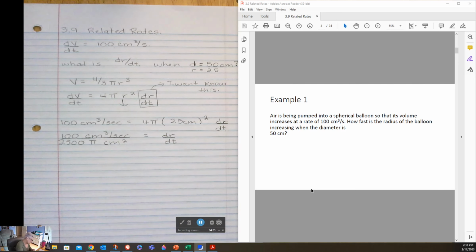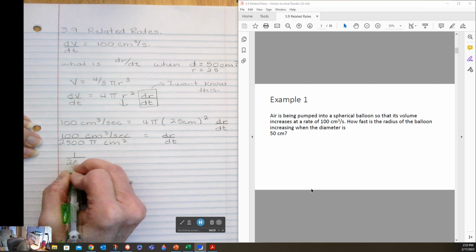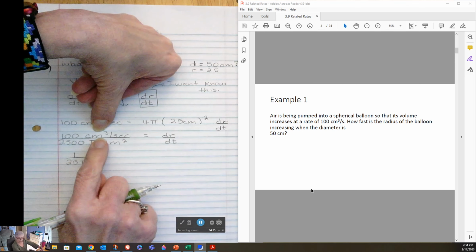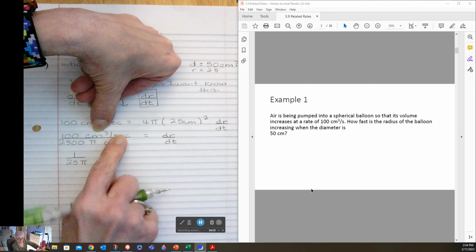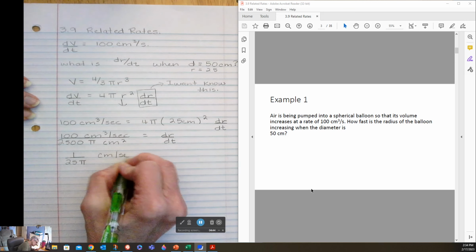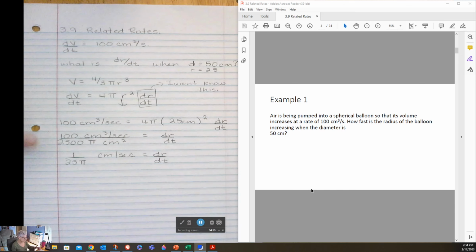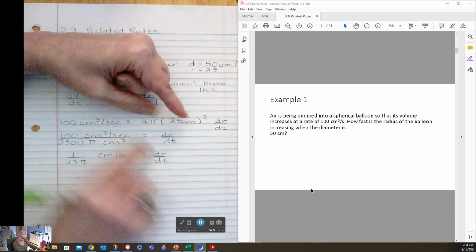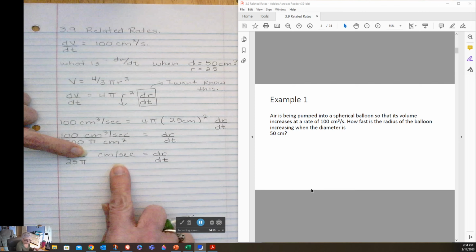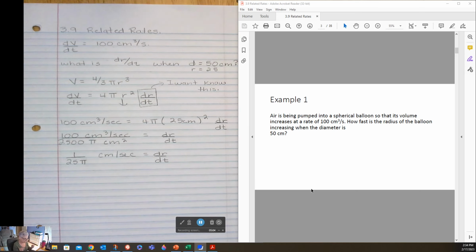And now I can simplify a bit, and I would have 1 over 25 pi, and let's see what my units should be. I've got cubic centimeters per second divided by centimeters squared, so that just leaves me with centimeters per second is equal to dr/dt. And if you keep your units along, you'll know that you've ended up with the right units because radius changes as centimeters per second. It's just a length measurement.